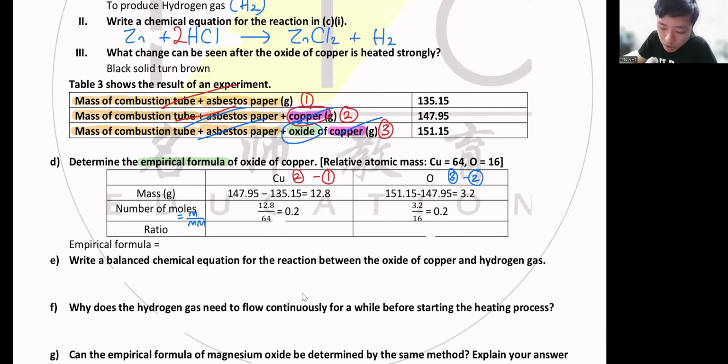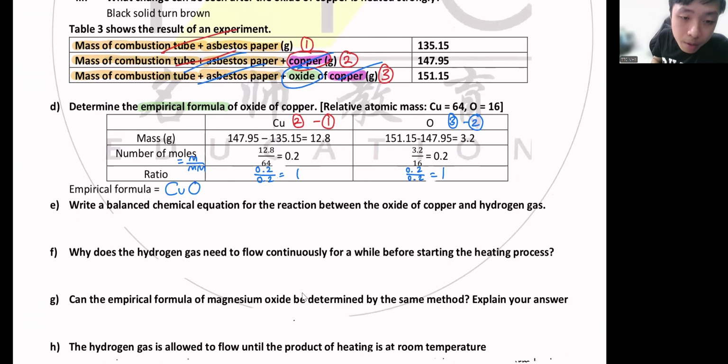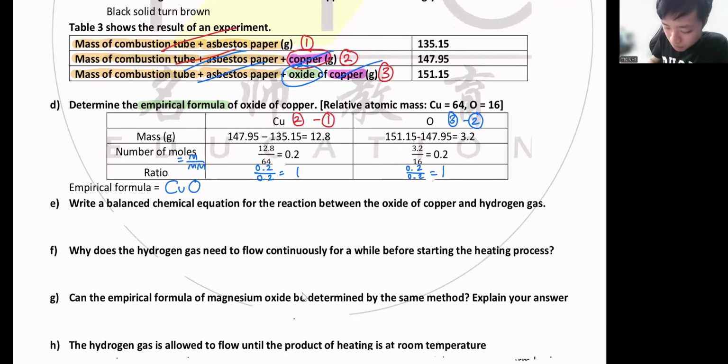If you get 0.2, for the ratio you just divide both by 0.2. Now, if you get different numbers, what do you do? You divide by the smaller number. In this case, you just divide the same thing, for the ratio, which you get 1. So 1 to 1 means the formula is CuO, 1 Cu and 1 O. So no problem. Okay.